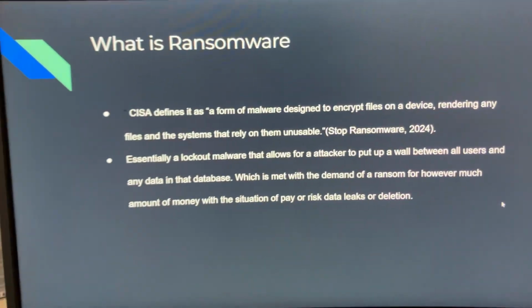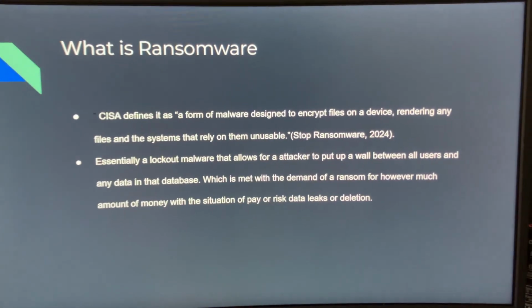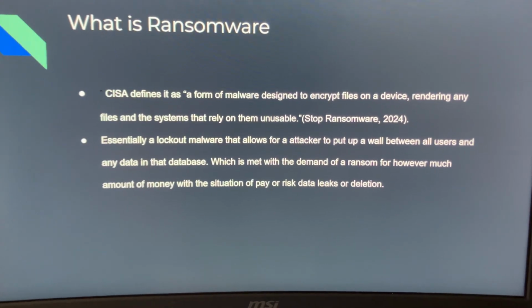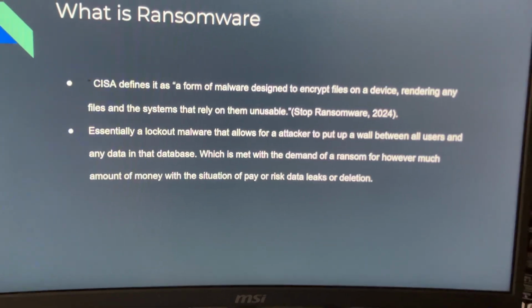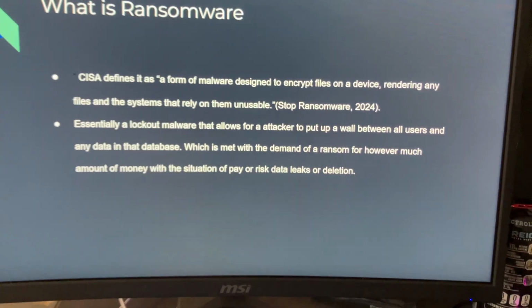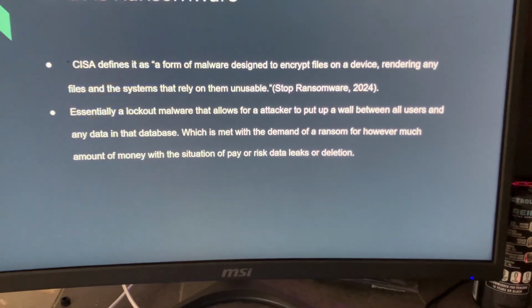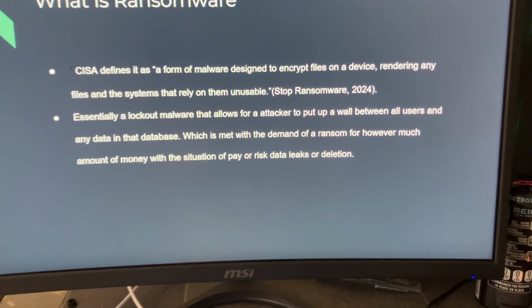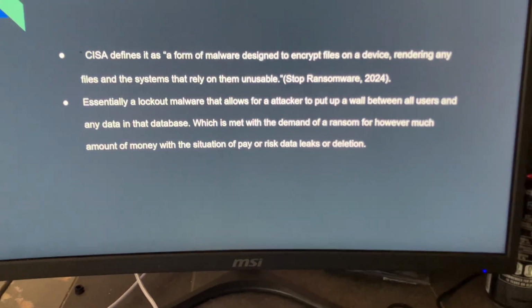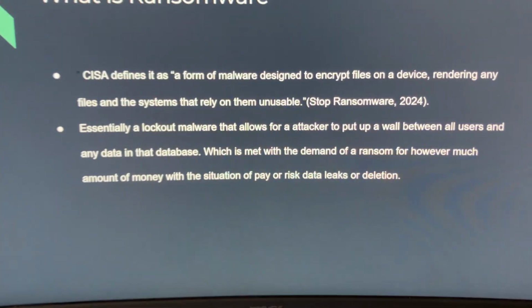Well, what is ransomware? CISA defines it as a form of malware designed to encrypt data on a device, rendering any files in the systems that rely on them unusable. Essentially, a lockout malware that allows the attacker to put a wall up between all users and the database, basically like locking your car keys in your car. You just can't get in, and they demand a ransom for you to get in at all, with the threat of deleting all your files or potentially leaking all your data.